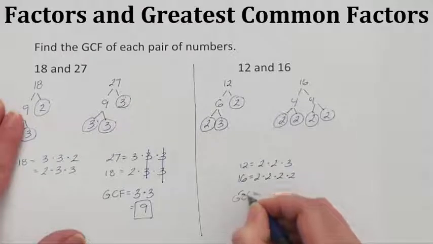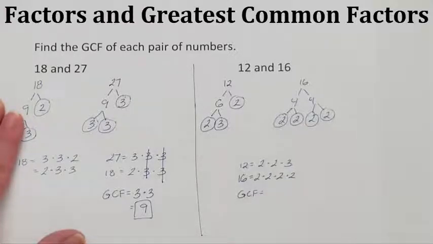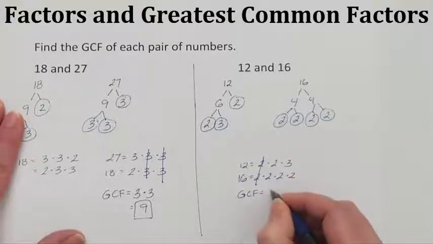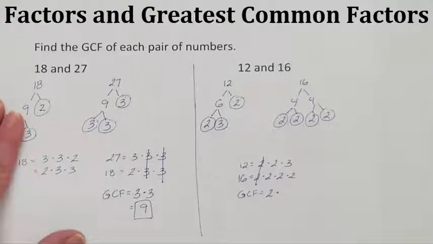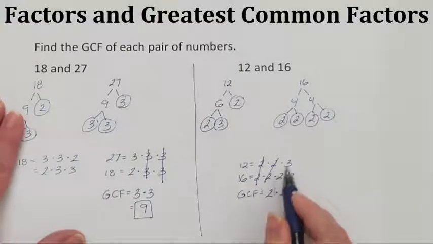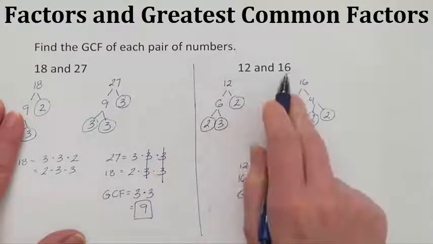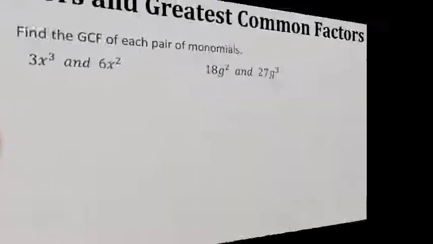Now I need to find the GCF. What numbers do these lists have in common? I see they share this 2, so I'm pulling them out, and it's going to go down here in my GCF list. I see another 2, so I'm going to pull them out. It's going to go right down here in my GCF list. There are no other numbers that 12 and 16 have in common. So 2 times 2 is 4. The greatest common factor between the numbers 12 and 16 is 4.